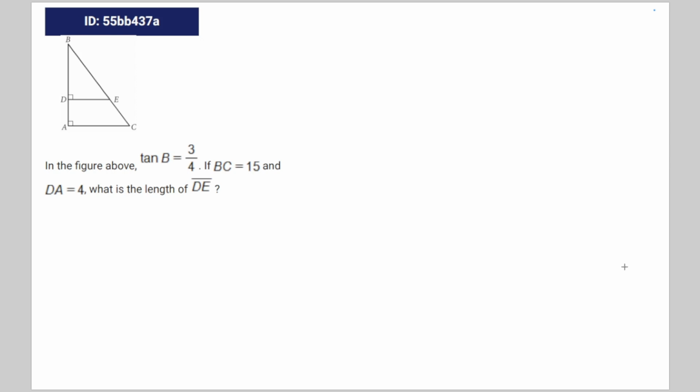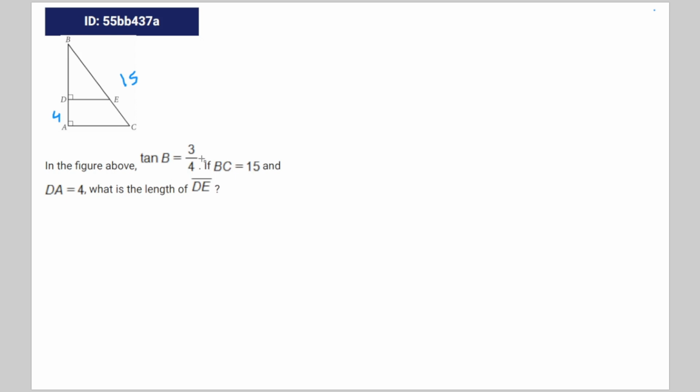Alright, so then for the next question, we have a very difficult 3, 4, 5 triangle. In the figure above, tan B is equal to 3 divided by 4. If BC is equal to 15 and DA is equal to 4, what is the length of D? So BC is 15, and AD, or DA rather, is equal to 4. What is the length of D?